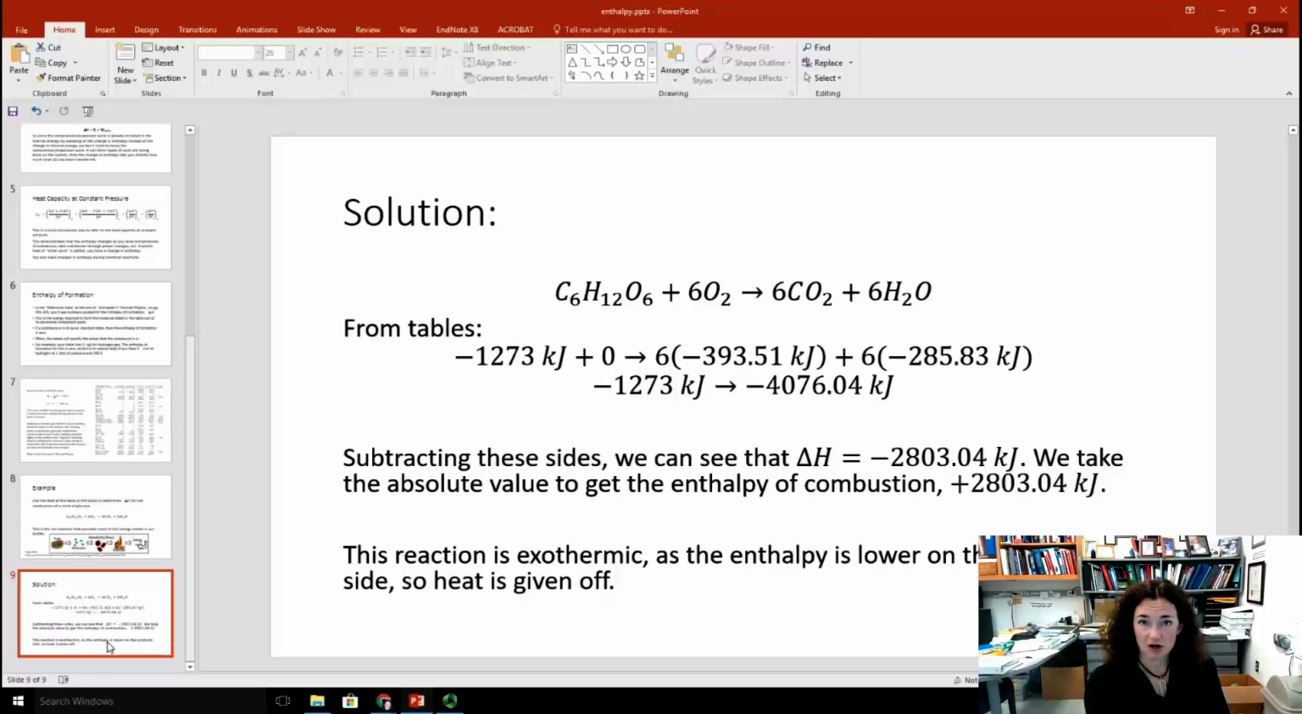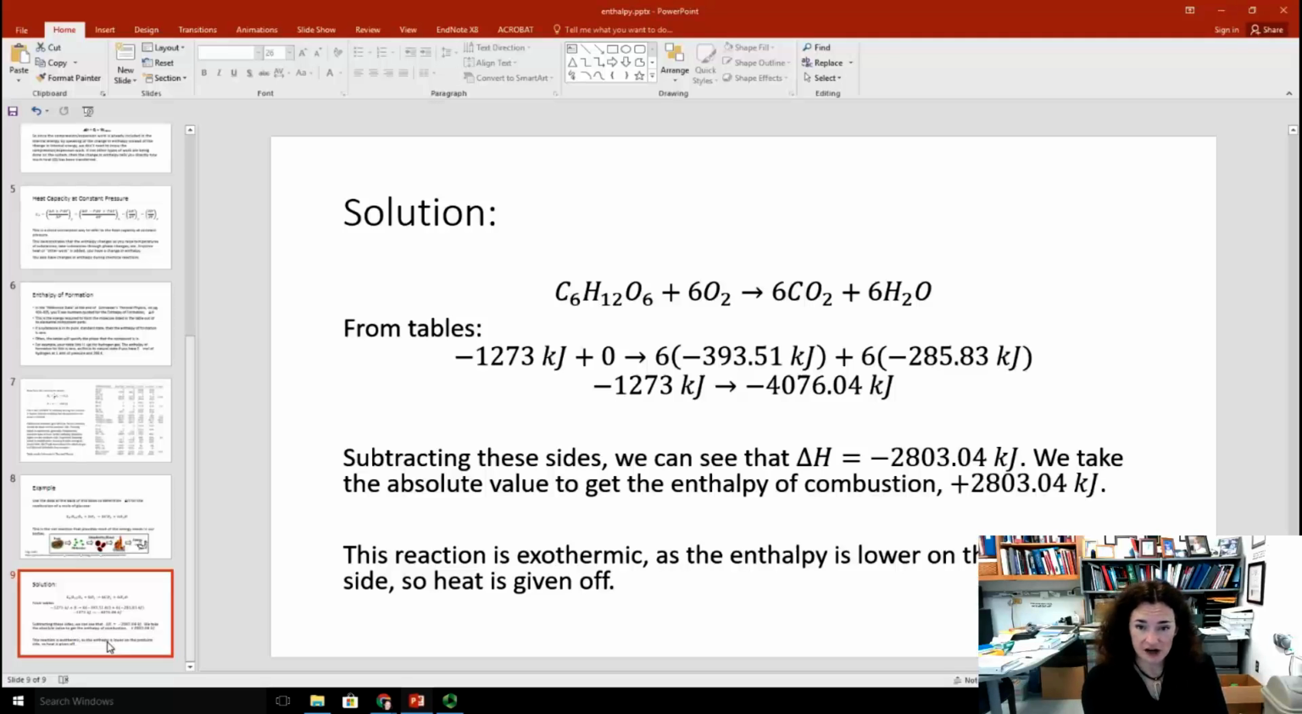You also have 6 waters. Waters, as we already discussed, is negative 286 kilojoules. Actually, it's negative 285.83, so I went ahead and wrote that out. But yet again, you have 6 of them, so you have to multiply that number times 6. So if you sum up on the right-hand side, you get 6 times negative 393.51 plus 6 times negative 285.83, and you end up with negative 4,076.04 kilojoules on the right.